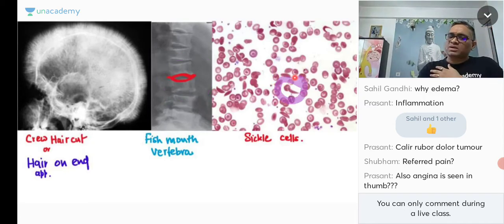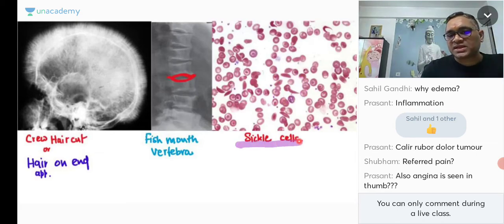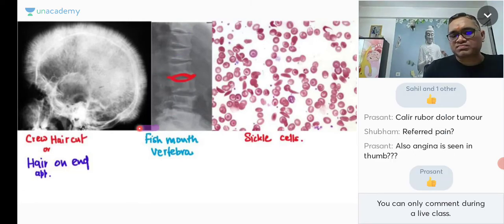Wherever there is dermatomal alignment of the heart to the skin, they will be having referred pain to those areas, right? So these are the sickle cells. Can you see these are the sickle cells? Sickle cells are present. What is this? Can you see the vertebra? All vertebra are showing. I've just marked one here. That is the fish mouth vertebra.